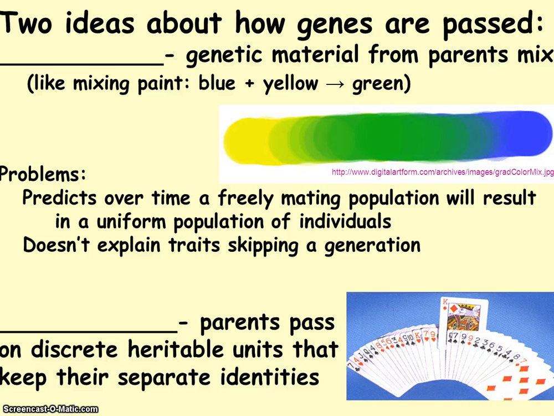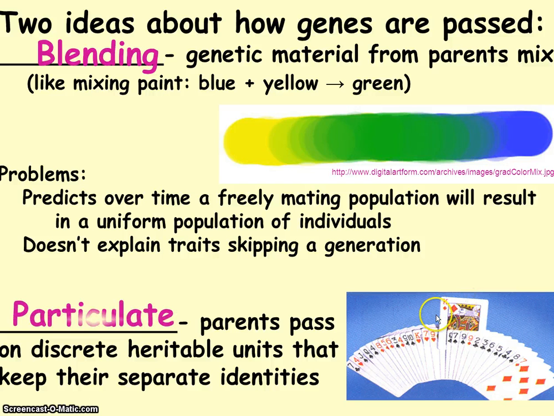The two ideas of how genes are passed. We used to think it was a little bit of blending. So if mom's a yellow, dad's a blue, all the kids are going to be green. We have now found that sometimes that's true, but for the most part, that doesn't happen. The problem with that is it predicts over time we would all have green traits and you wouldn't be able to skip traits, etc. The other idea is particulate.